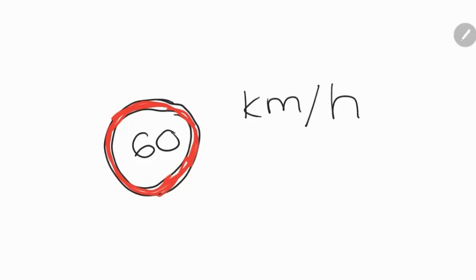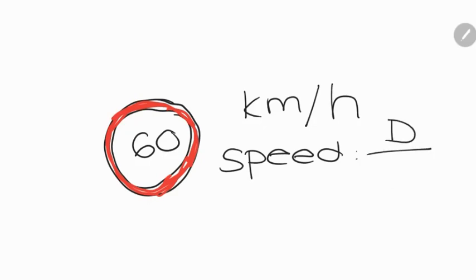Now we can derive the formula to find out what speed is. So speed is distance divided by time. Distance is measured in kilometers and time is measured in hours.